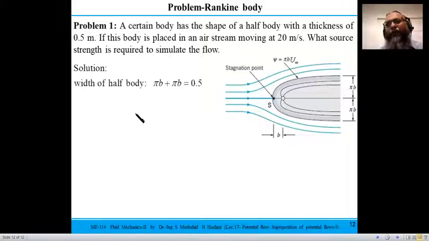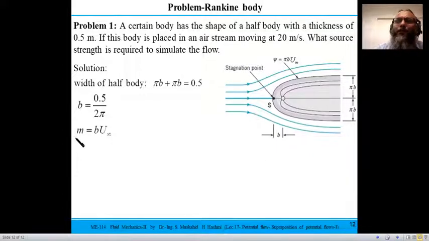So the problem is very simple. As you know, 2 pi b is 0.5, which is given. Pi is a constant, so you can easily work out the distance b. So the distance b would be 0.5 over 2 pi. Once you know the distance b and the magnitude of the free stream, you can easily work out the expression for the strength of the source, because b is m over U infinity, or m would be b times U infinity. So b is 0.5 upon 2 pi, and multiplying by the free stream, you will be able to get the strength of the source.